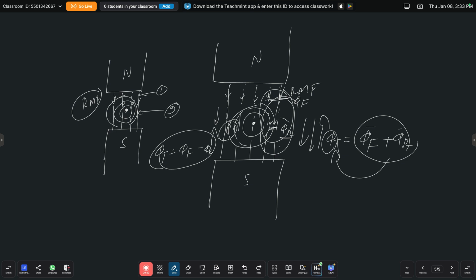At that time, this conductor will move from the strong magnetic field to the weak magnetic field. That movement is the force, that is the torque. Like this, the rotor starts to rotate in the air gap. This is the principle of the three-phase induction motor.